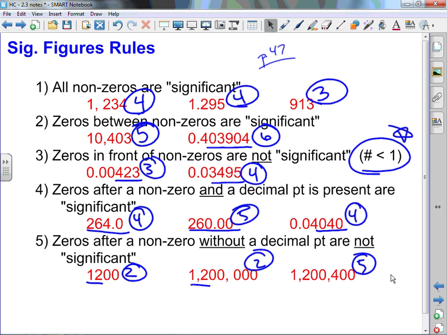1.295, there's 4 digits in the number, all 4 digits are non-zeros, therefore they're all significant, so there are 4 significant digits. 913 has 3 numbers in it, all 3 digits are non-zeros, therefore all 3 are significant, therefore the number has 3 significant digits.